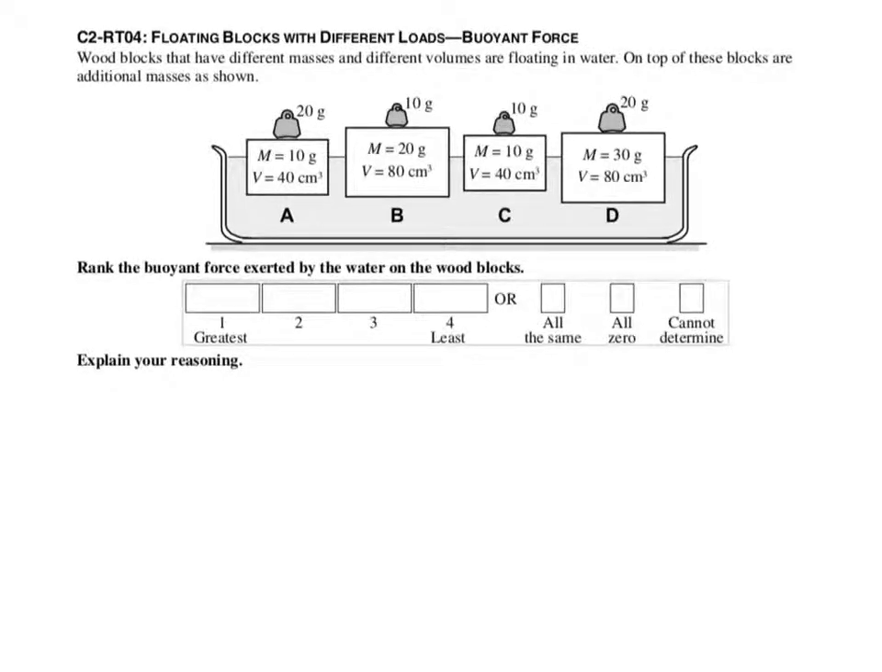Chapter 15, sample problem number 16. Wood blocks that have different masses and different volumes are floating in water. On top of these blocks are additional masses as shown. And we are asked to rank the buoyant force exerted by the water on the wood blocks.